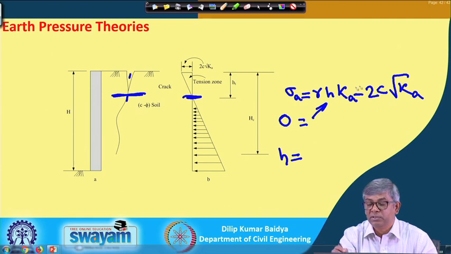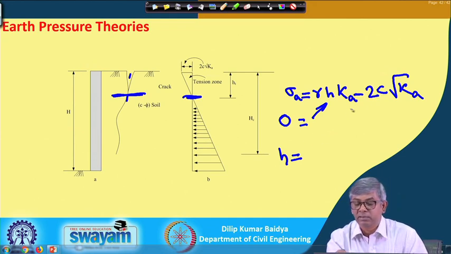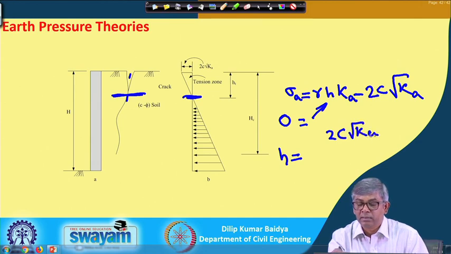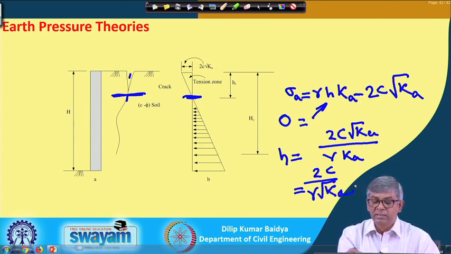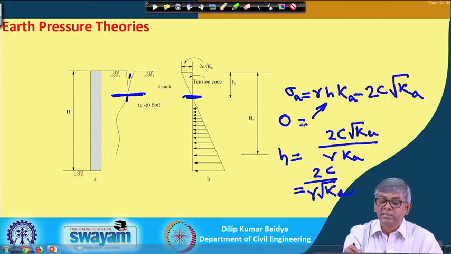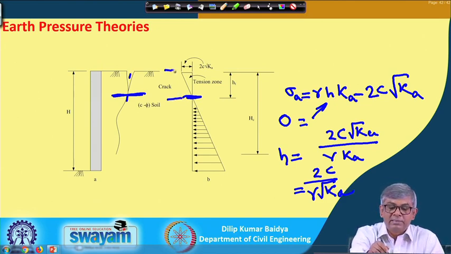From here, if I equate it to 0, then I will get h equal to 2c root Ka divided by gamma Ka. So, that means it will be 2c by gamma root Ka. That means I assume that at a depth h, your pressure or tension becomes 0. So, this is the h.